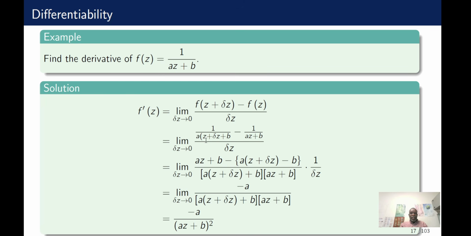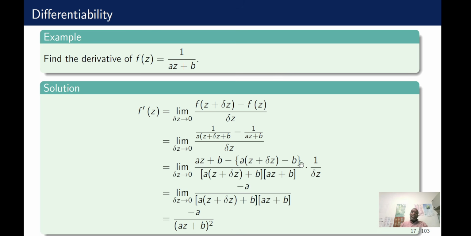So it will be a times z plus delta z, so it will be a z plus a delta z, plus b. I think you close it here. Then you subtract 1 over az plus b, which is the function itself, and you divide by delta z. So if you do that simplification, bringing everything in the numerator under the common denominator, which is this, this is the common denominator of the numerator there.